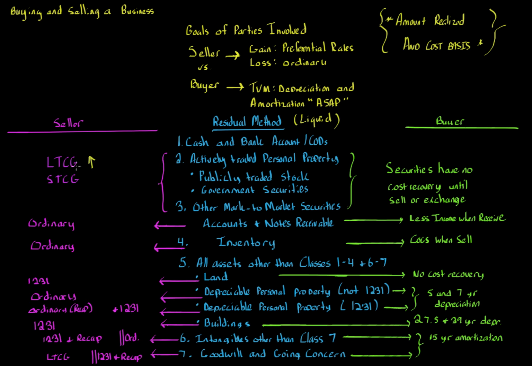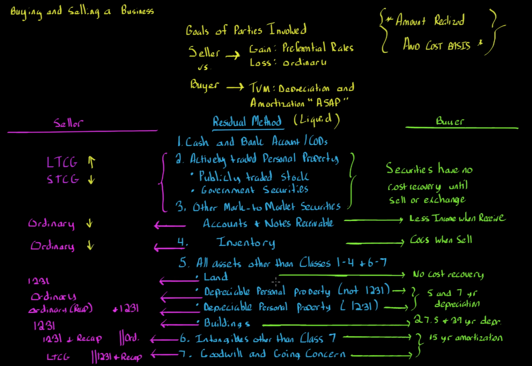However, if it's held for a year or less, it'll be short-term capital gain, which results in ordinary income, so the seller wants to minimize that. Now, accounts receivable, which is class 3, that's going to create ordinary income. So the seller wants to minimize any ordinary income because, again, no preferential rates. Inventory, same thing. Inventory creates ordinary income rates, so the seller wants to minimize that.